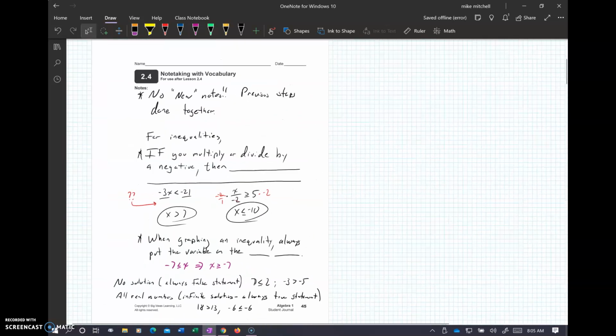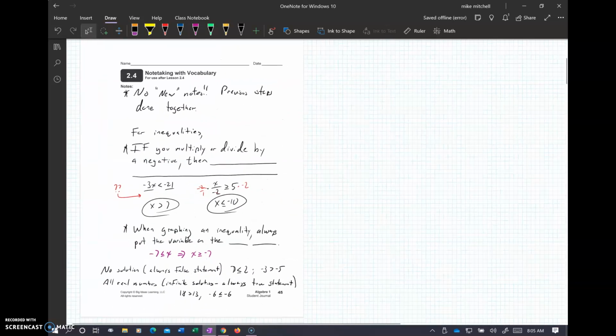Okay, we're in 2.4 journal vocab notes and practice, pages 45 to 47.